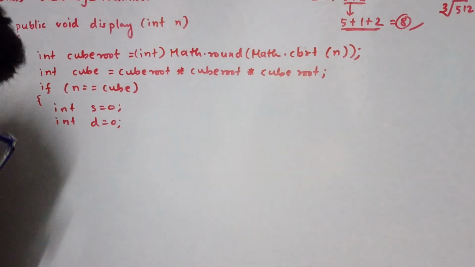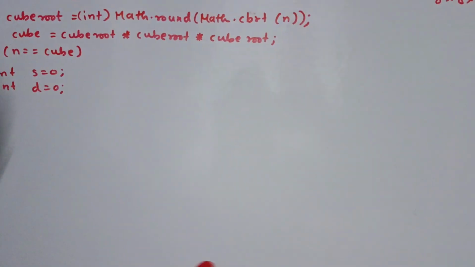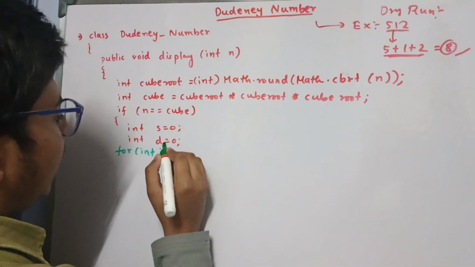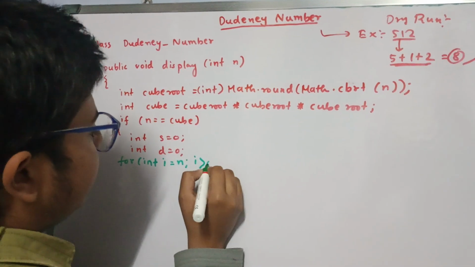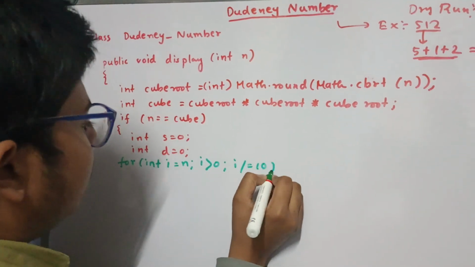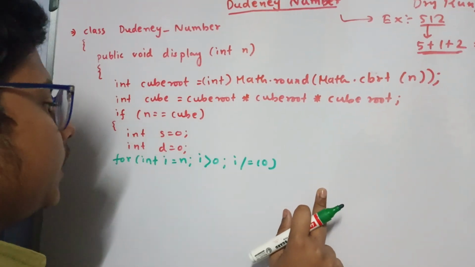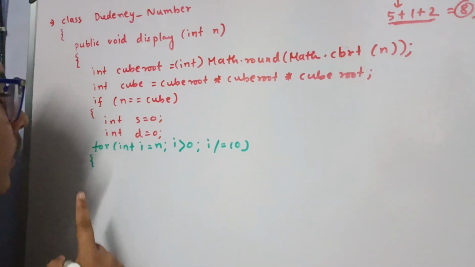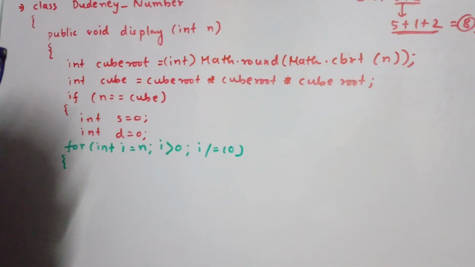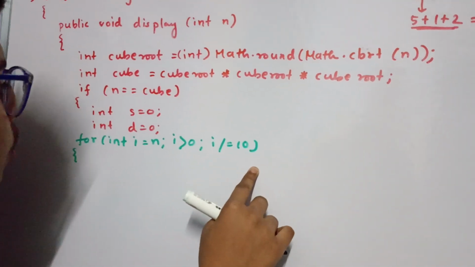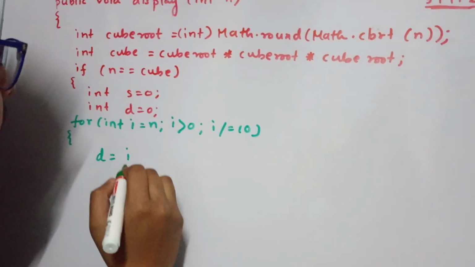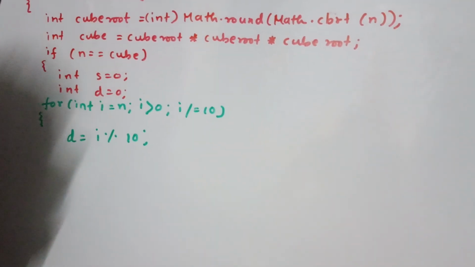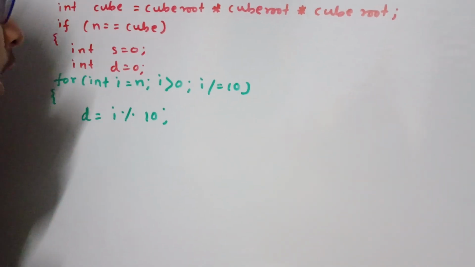So now we will write the loop. We will write the loop for int i equals n, i greater than 0, i divided equals to 10. This is the loop for digit extraction. If you perform this loop, you will get the required conditions for performing the digit extraction. So after writing this loop, we will extract each digit, that is the formula is d equals to i mod 10. Okay, so now visualize it very carefully.